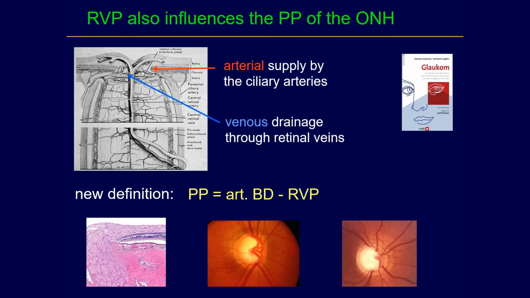But the retinal venous pressure can also influence perfusion pressure in the optic nerve head. While the arterial supply comes from the ciliary circulation, the venous drainage is through the central retinal vein. If the pressure increases also in this part of the vein, the perfusion pressure in the optic nerve head drops. Therefore, we define perfusion pressure today as arterial blood pressure minus RVP.